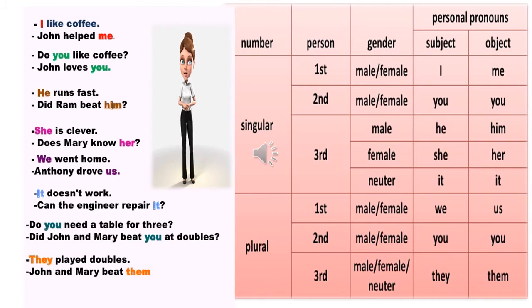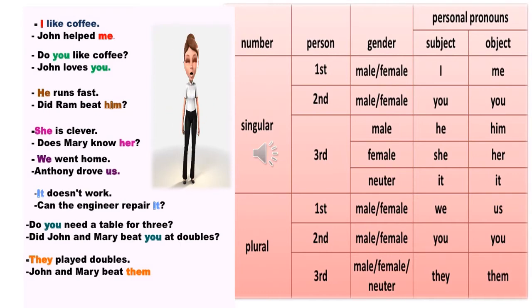He runs fast. Did Ram beat him? He is used as third person as subject, and him is used in third person as an object. Here he or him will be used for male person. Next, she is clever. Does Mary know her? Here she is used as subject and her is used as an object, and she and her are used for female person.